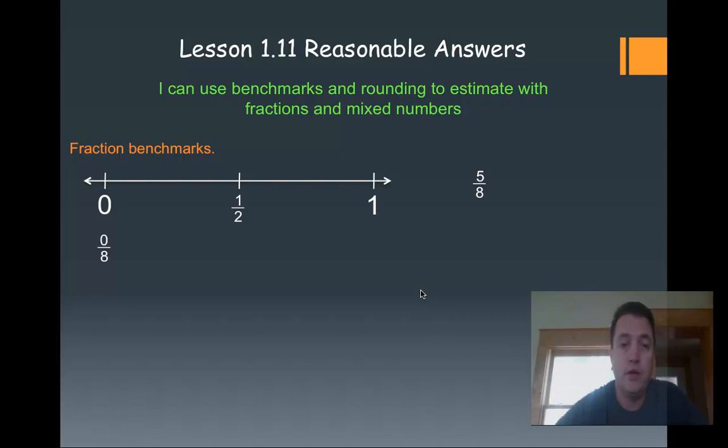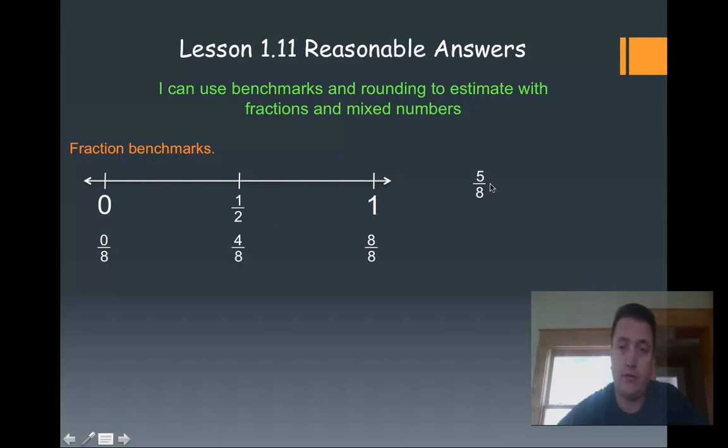So I'm going to put down 0/8 here because I'm going to convert all of these into 8ths so I can see what they look like. So if there's 0, it'll be 0/8. 1/2, how many 8s would that be? Well, it would be exactly half of 8, so it would be 4/8. And then 1 whole would be 8/8.